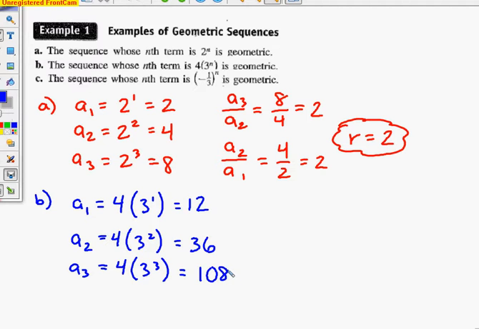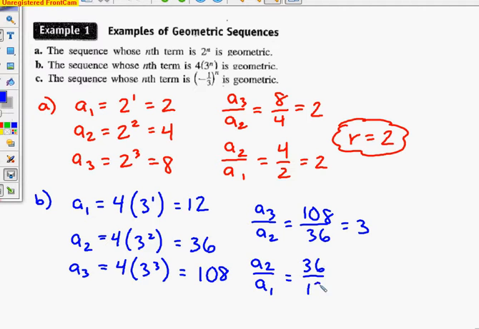So now I just listed out the first couple terms, and now we'll find the ratios. So a sub 3 over a sub 2 is 108 divided by 36. And when you divide these, it divides evenly. You get 3. When you take a sub 2 divided by a sub 1, 36 divided by 12, you get 3 again. So this common ratio that comes out is 3. Okay, and we'll skip C.